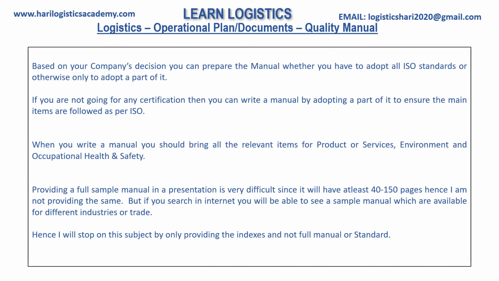Based on your company's decision, you can prepare the manual, whether you have to adopt all ISO standards or otherwise only to adopt a part of it. If you are not going for any certification, then you can write a manual by adapting a part of it to ensure the main items are followed as per ISO. When you write a manual, you should bring all the relevant items for product or services, environment and occupational health and safety.